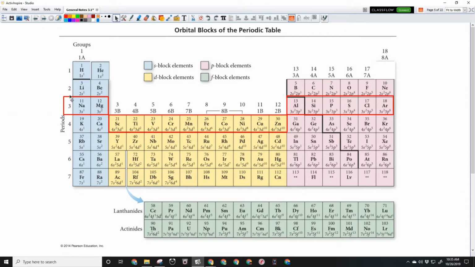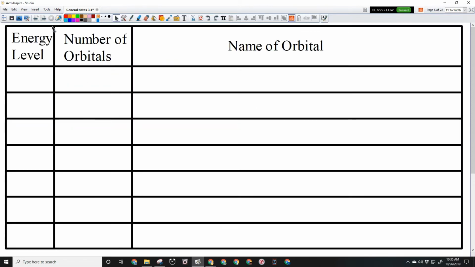1, 2, 3, 4, 5, 6, and 7. And these energy levels are what we call periods on the periodic table. Okay. So in the energy level 1, let me get my pen back. Energy level 1, we have 1 orbital, and that's just the S.